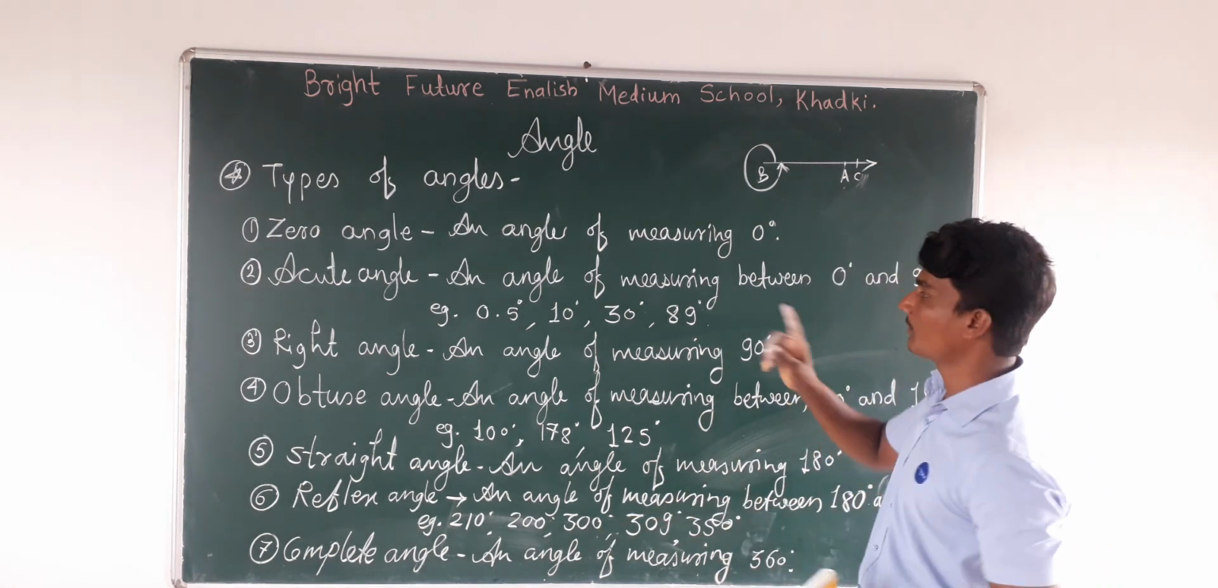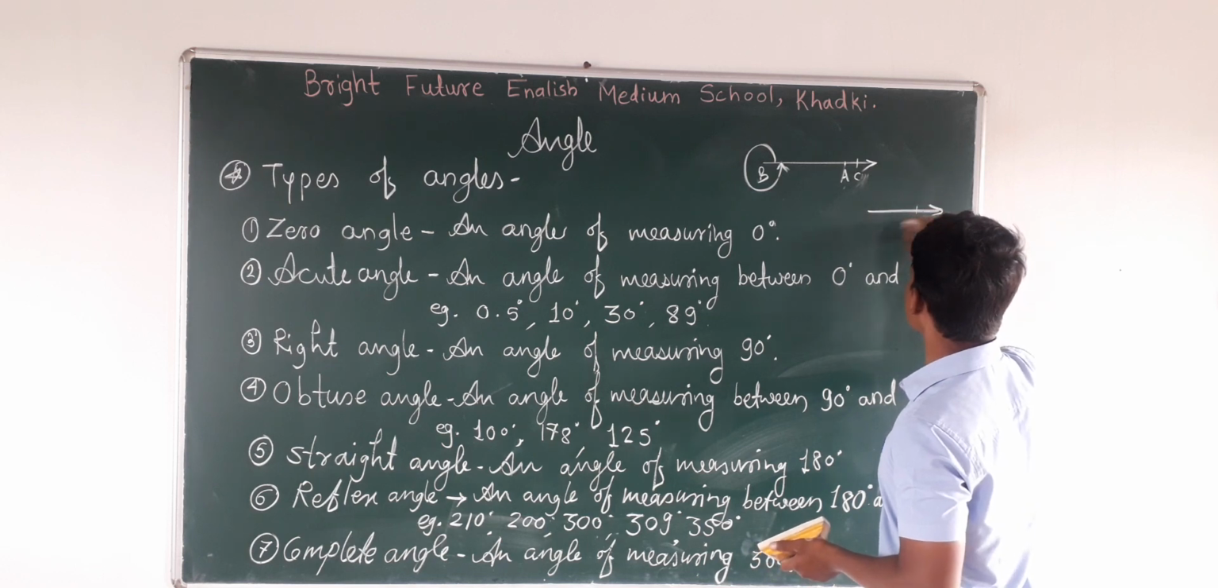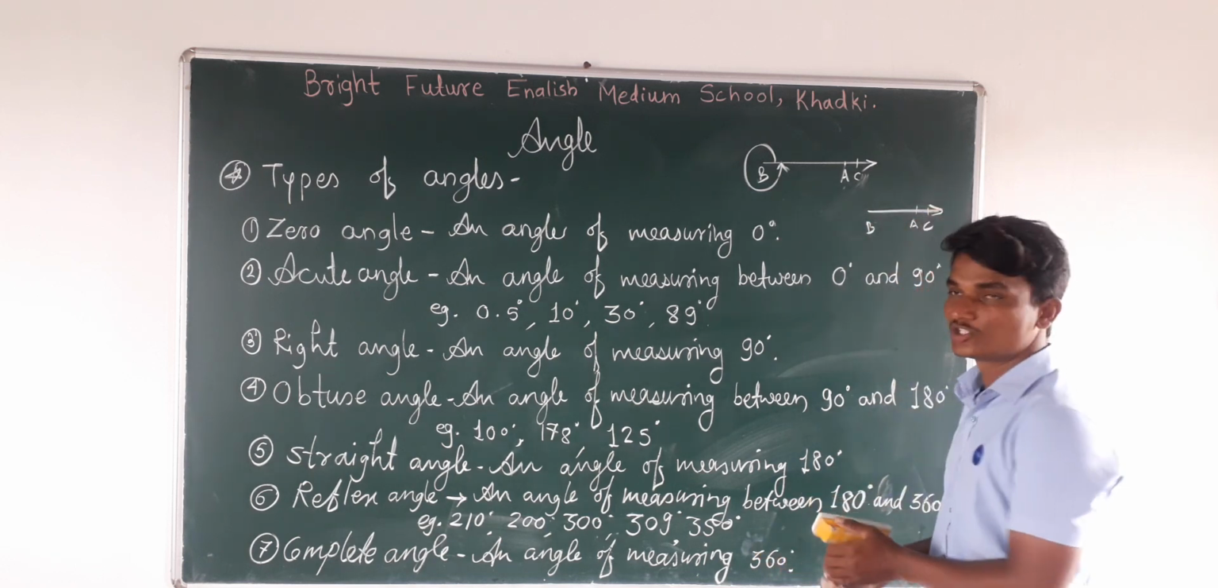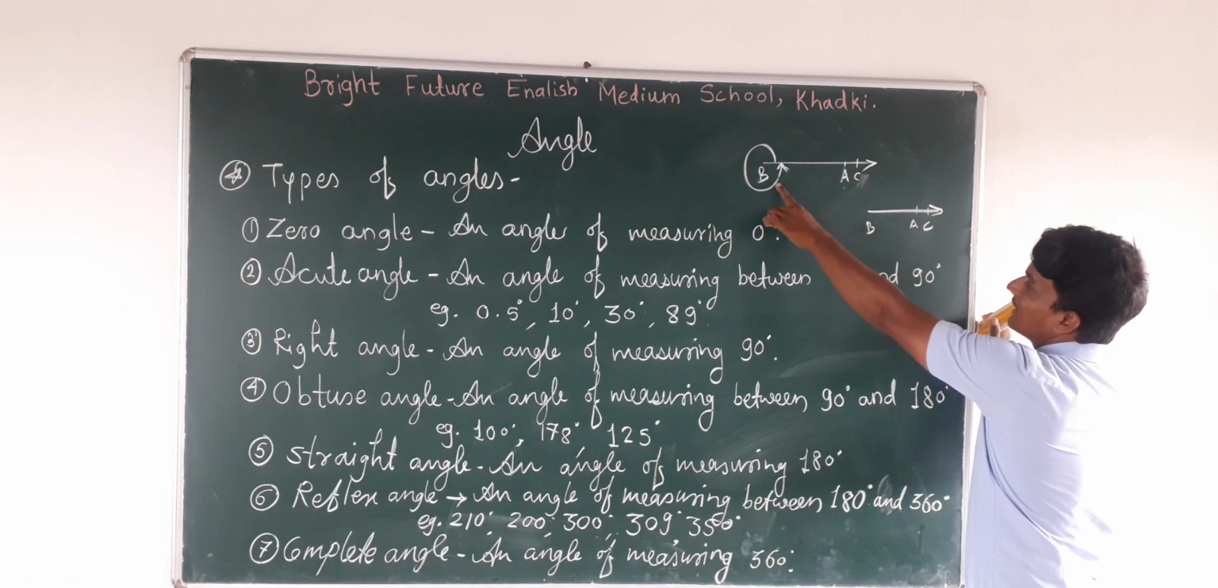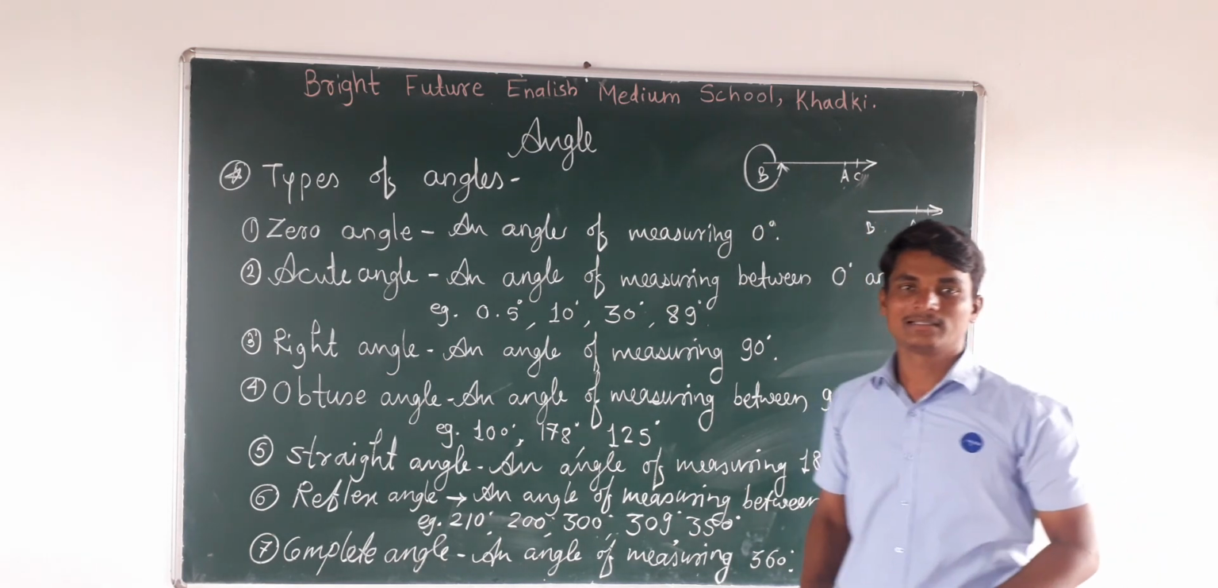So one thing you keep in mind, 0 degree angle, this is called a 0 degree angle. Suppose A, B and C. This is a 0 angle. If we do not draw the line like this, it is a 0 degree angle. This is a 0 degree angle and this is a complete angle.